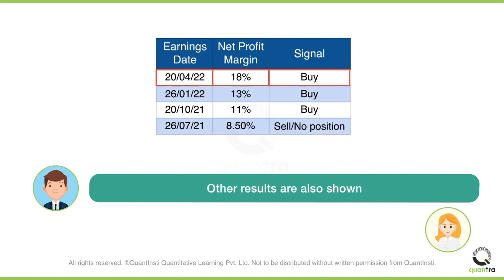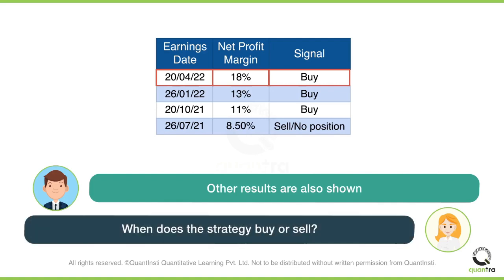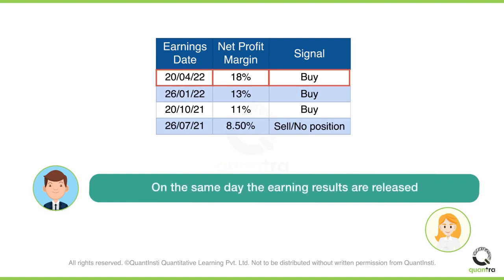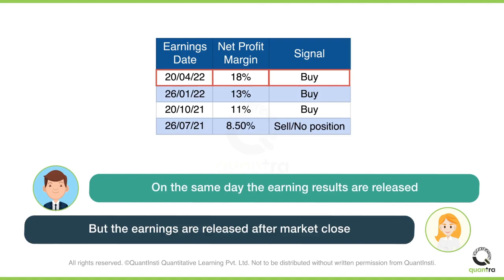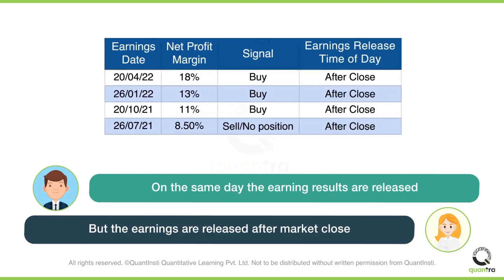Mary feels it is too good to be true, and asks him at what time the strategy buys or sells the asset. John says that it is on the close of the same day the earnings results are released. But Mary realizes that the earnings have been released after the market has closed. This meant that John's strategy was actually buying at the close price, which was before the earnings were actually released.